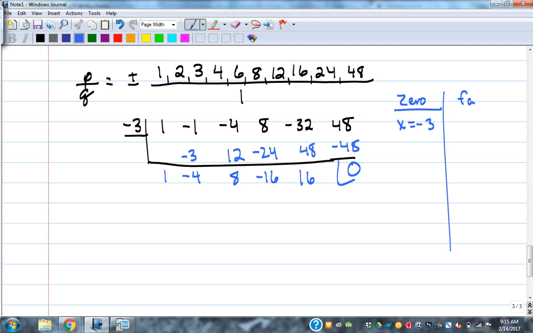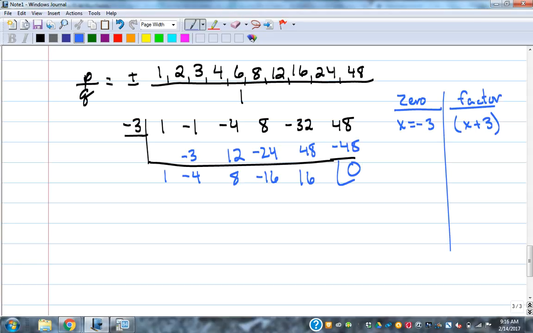And then the factor that goes with that, so sometimes it helps to keep track of it as you go, would be x plus 3. So I'm writing the 0 there and then the factor that goes with it. And then at the end, we'll write the factored form. Okay? Now, here's the great thing: we've broken this polynomial down from a 5th degree to now what? 4th degree. So we're going to keep breaking it down until we get it to a quadratic.